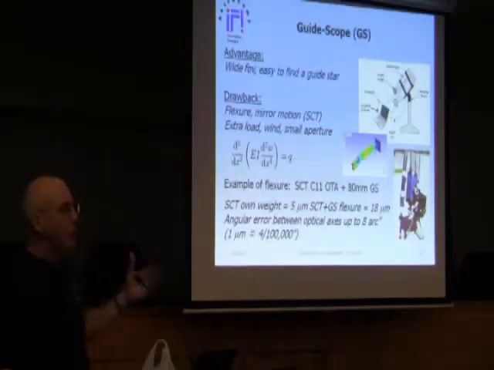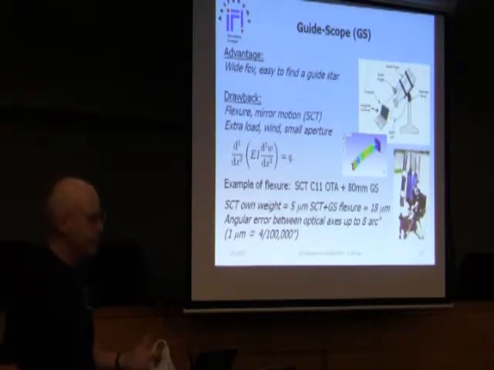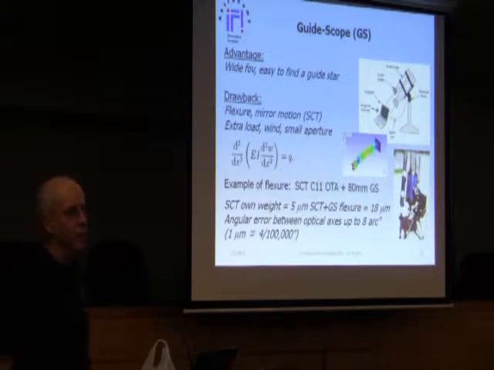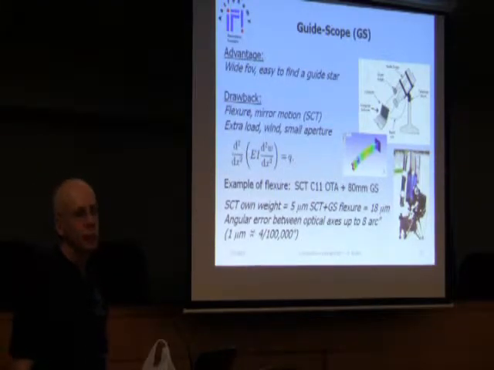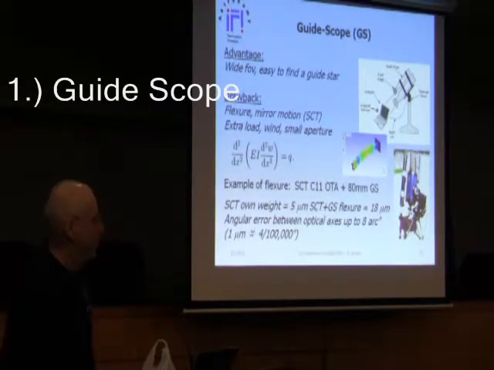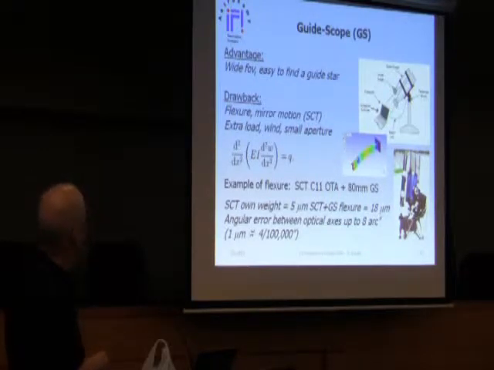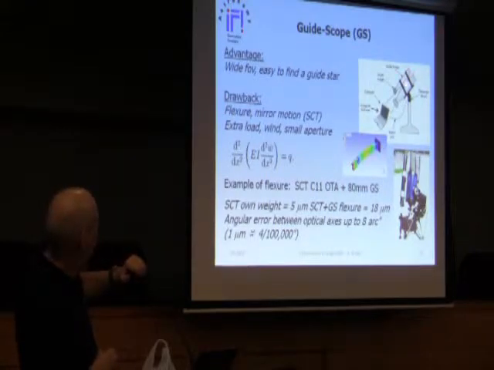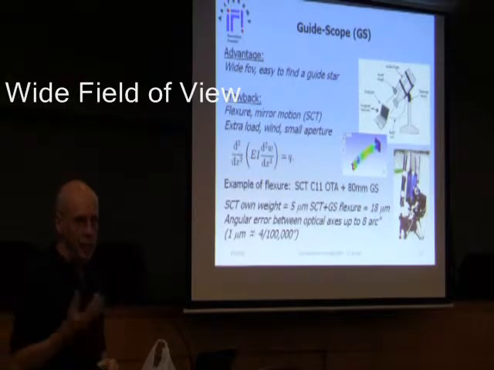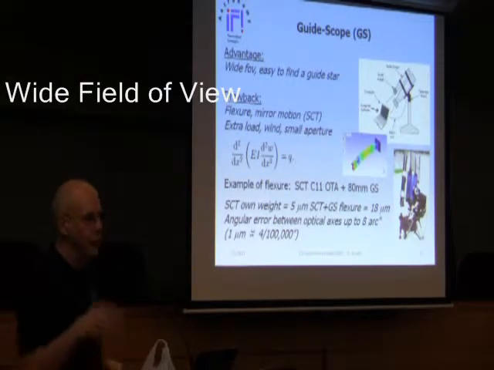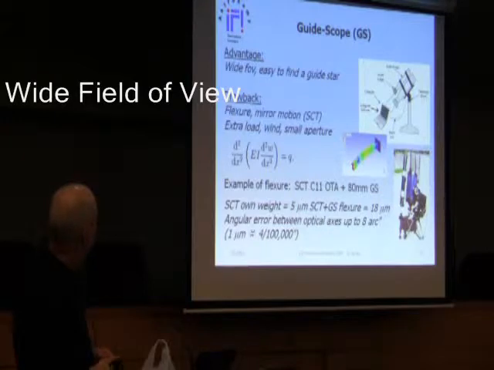So let's see what we can do to actually auto-guide. The most common way, I think the most popular way, is using a guide scope. The guide scope is what it is. It's another scope on top of the first scope, attached with some type of brackets. And of course, because most likely you use a shorter focal length scope, you will have a wider field of view, which is interesting to find a bright guide star. So for that matter, it's interesting.